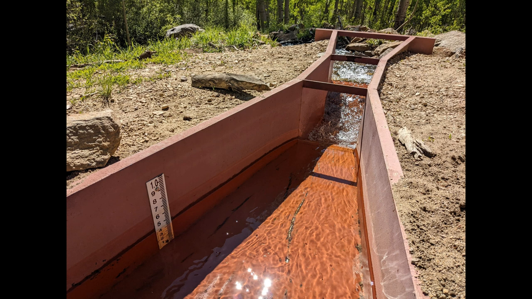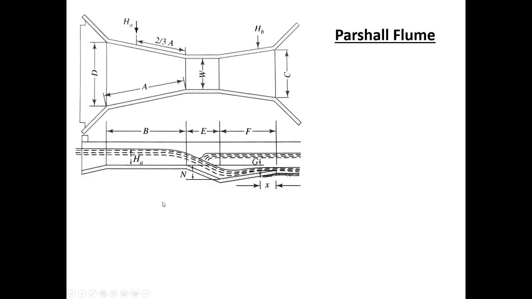Parshall flumes are used a lot in wastewater treatment, although it wouldn't necessarily be just a gauge on the side. Typically in wastewater treatment plants, they would have some sort of an electronic eye, an ultrasonic measuring device at a certain fixed distance above the bottom of the flume, and it would measure how deep the water is on an ongoing basis so that an operator doesn't have to go out and look at it.